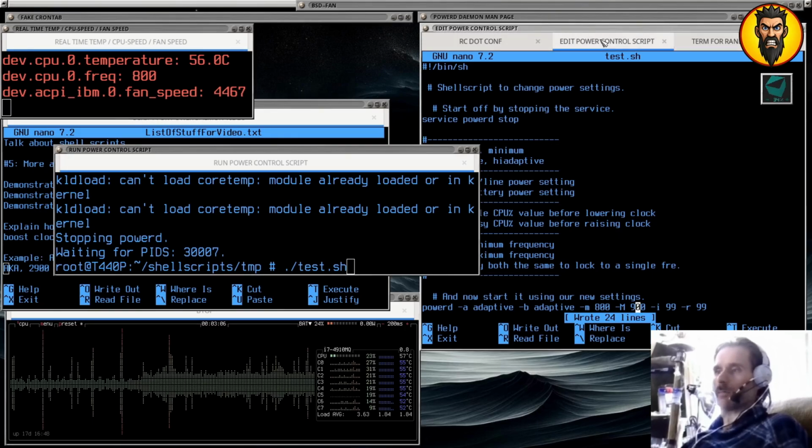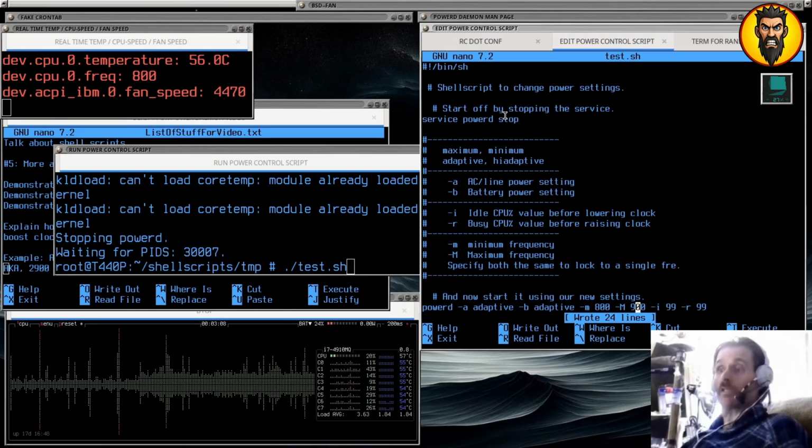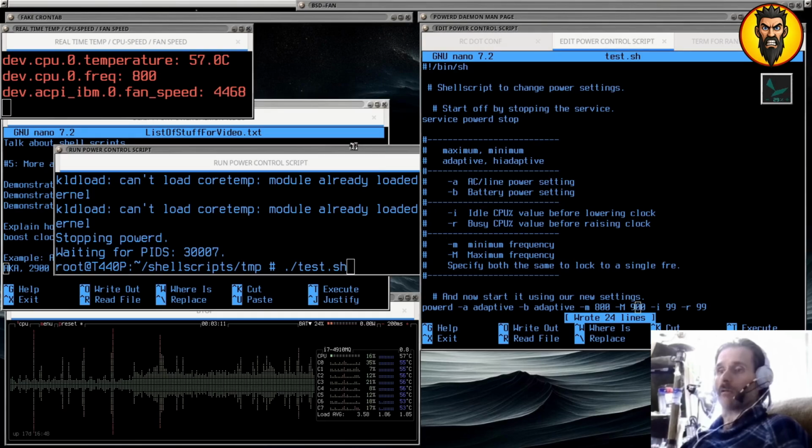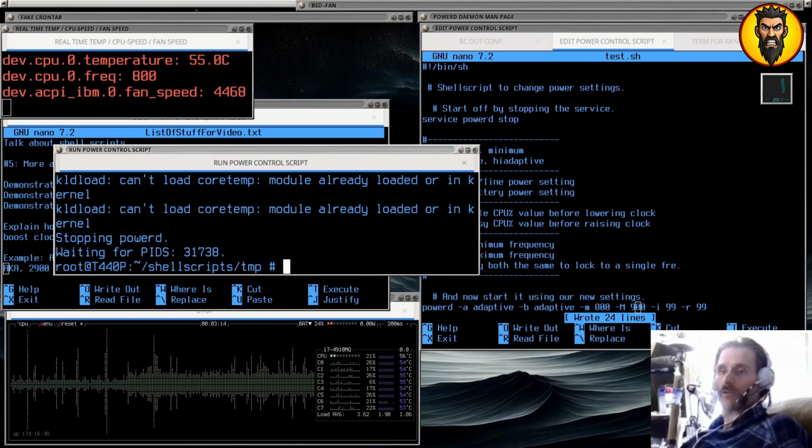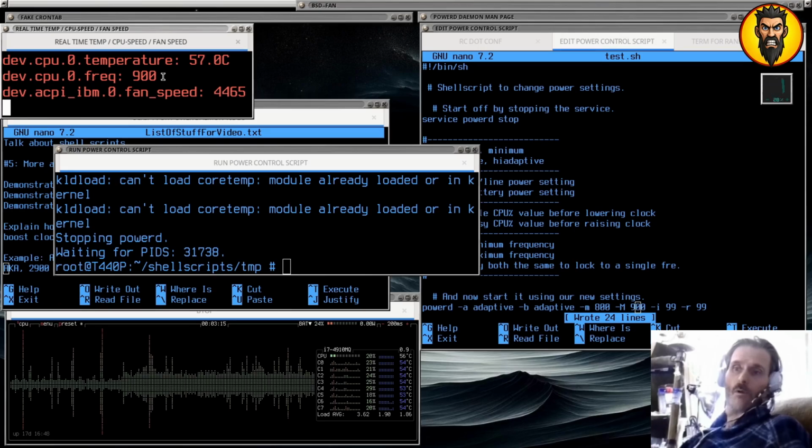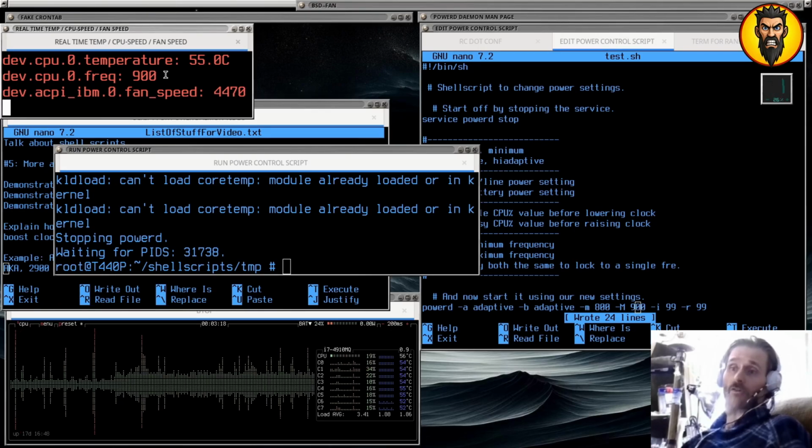And again, what that script does is it stops PowerD and then restarts it again from that shell script. Okay, so do that again. And now all of a sudden, we're at 900 megahertz.